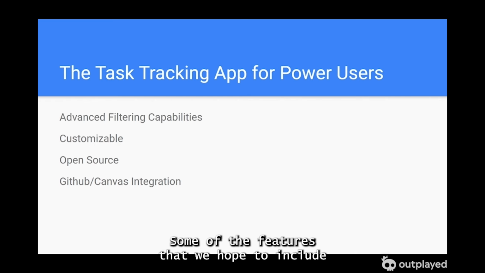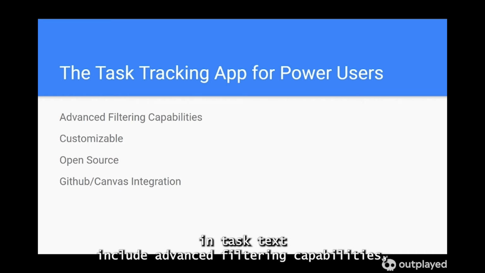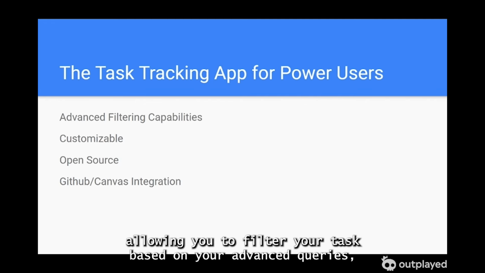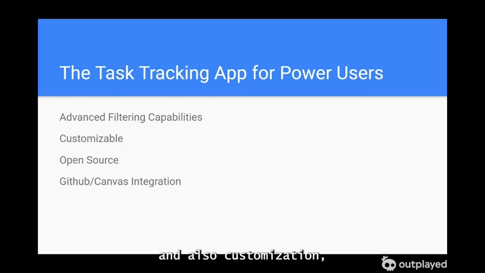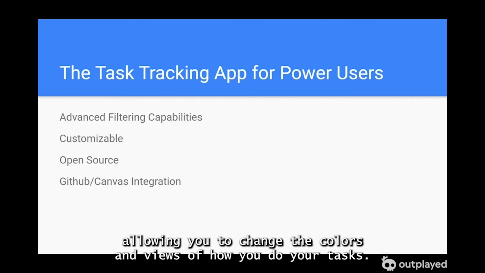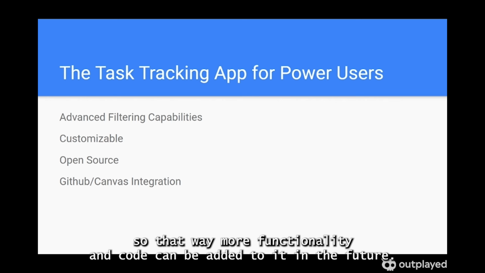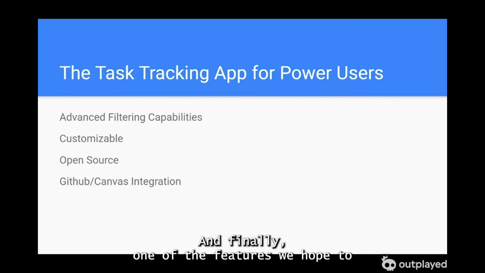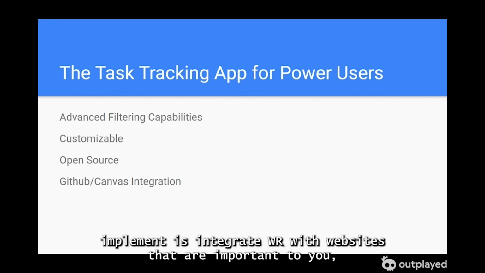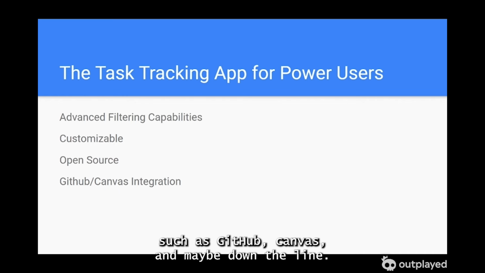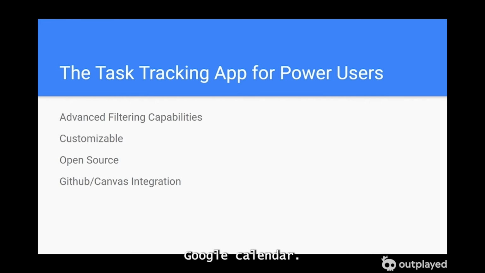Some of the features that we hope to include in Tasktix include advanced filtering capabilities, allowing you to filter your tasks based on advanced queries. Also, customization, allowing you to change the colors and views of how you view your tasks. It's also important for us that we keep Tasktix as an open source application, so that more functionality and code can be added to it in the future. And finally, one of the features we hope to implement is integration with websites that are important to you, such as GitHub, Canvas, and maybe down the line, Google Calendar.